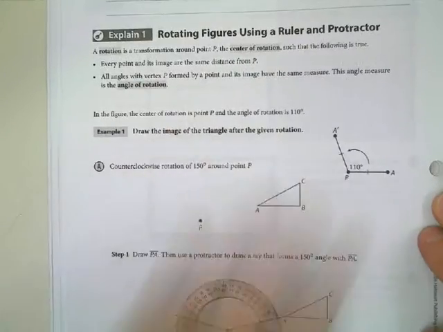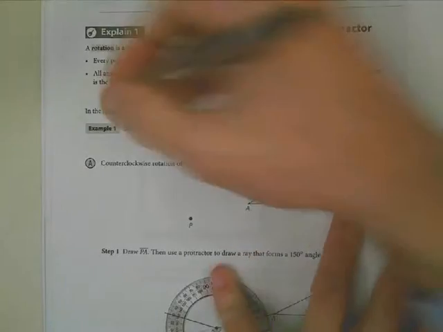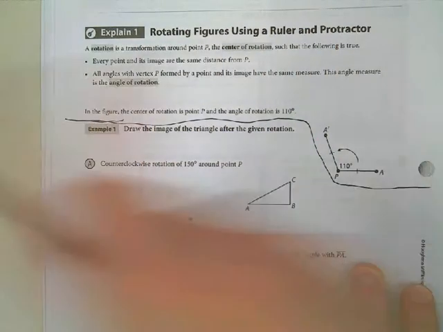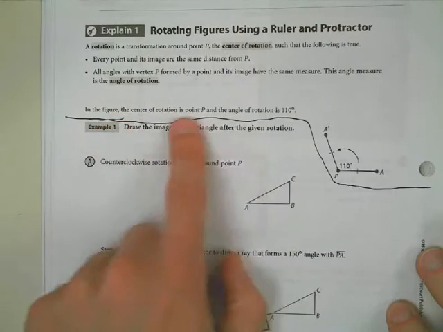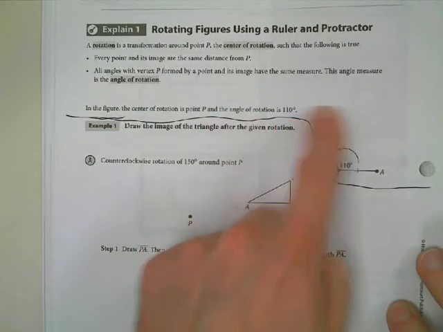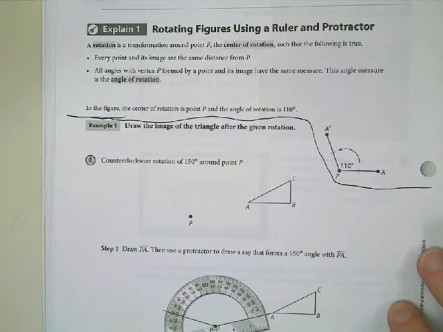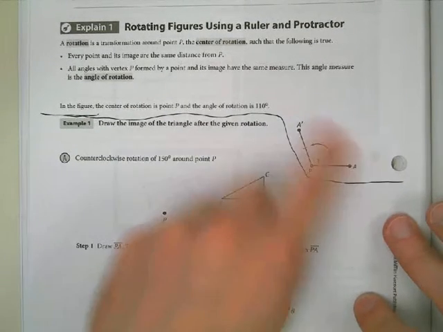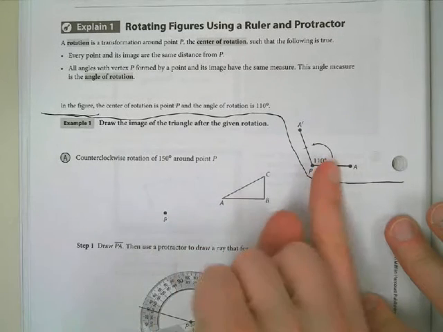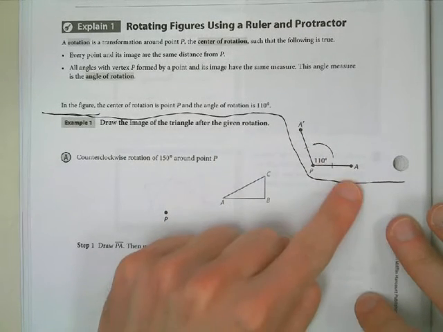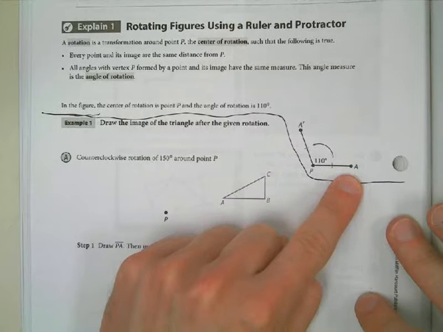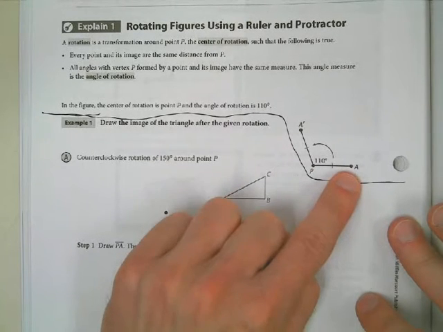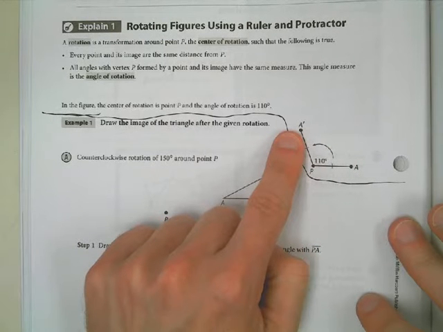So as a picture here, it says in the figure the center of rotation is point P and the angle of rotation is 110, and the figure's down here. I feel like that's not really well laid out, but anyway. So here's a rotation. We can see it's indicated by that little curvy arrow there. Point A is rotated about point P, the center of rotation, 110 degrees, to A prime.